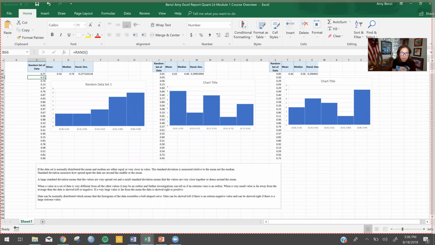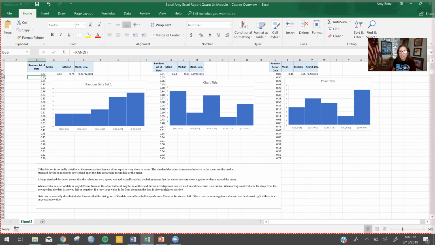A large standard deviation means my data is really spread apart, and a small standard deviation means that all my data is really squished together. And I could have outliers. If I have an outlier on the far left side, I would have a skewed left. If I have an outlier on the far right side, I would have a skewed right.